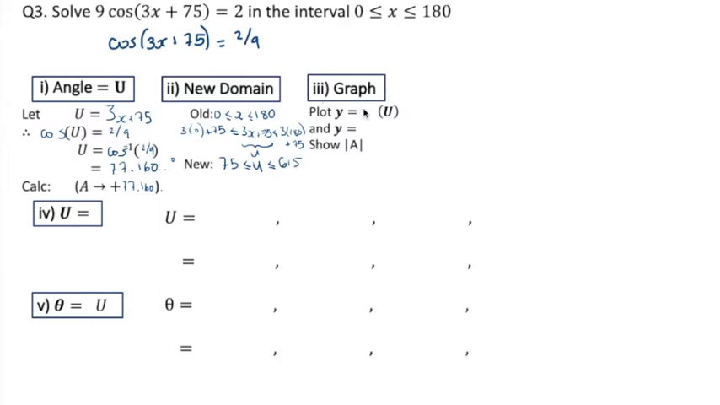Now I'm ready to graph it. I'm plotting cos of U, and I'm also going to plot y equals 2 over 9. I'm also going to show A, so the modulus, the positive value of this principal angle. So a quick sketch.